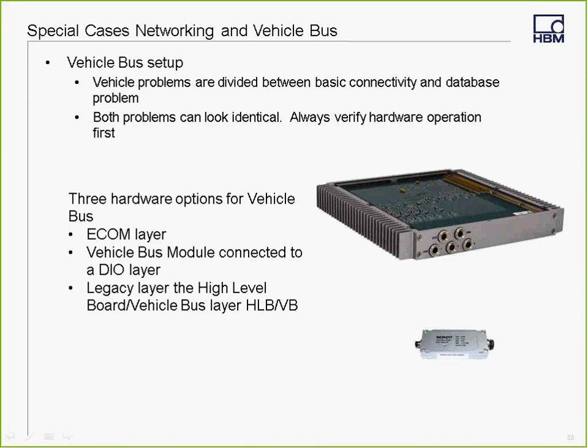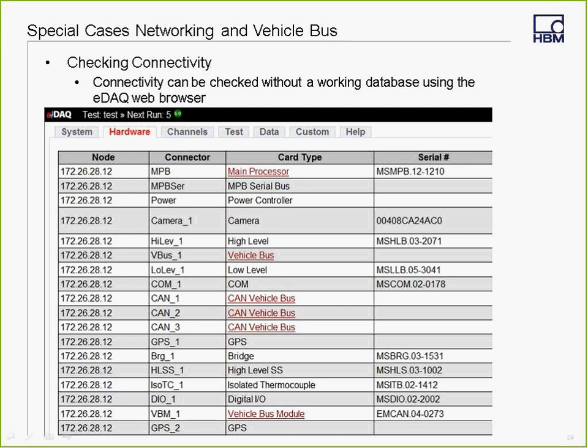There's 3 hardware options for vehicle bus. The ECOM layer, as shown here, is a single ECOM layer, not embedded in the processor. The vehicle bus module connected to the DIO layer, and our legacy layer, the high-level board vehicle bus layer, HLB-VB, which there aren't that many left out in the field anymore. Here's a screenshot in our web browser of a system that has all 3 vehicle bus hardware options. Please note under card type the vehicle bus hyperlinks. Clicking on any of these links will take us to the vehicle bus page.